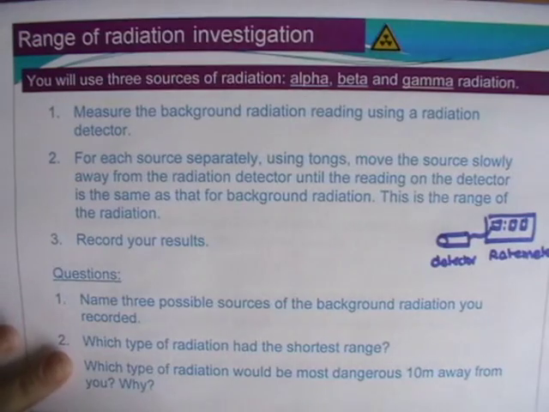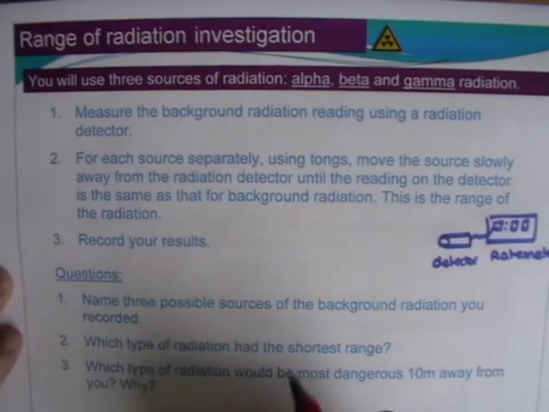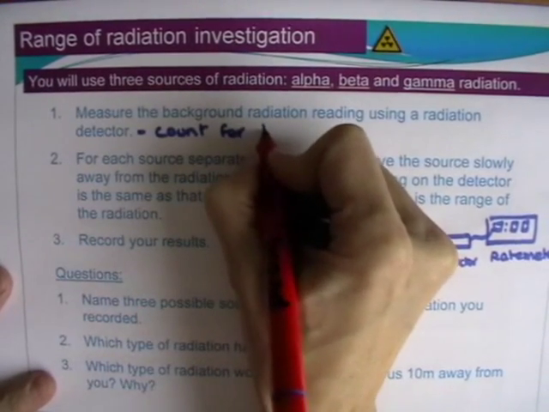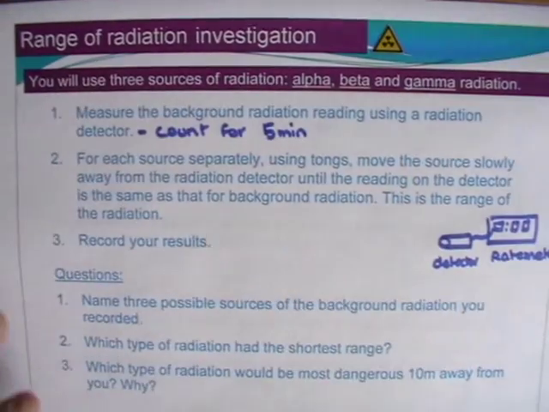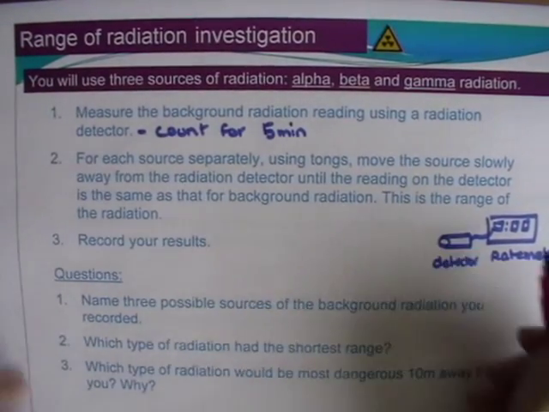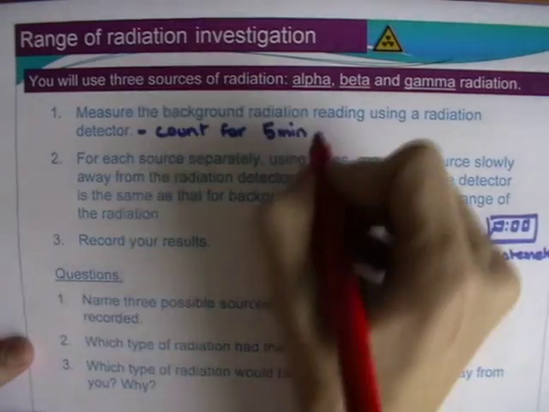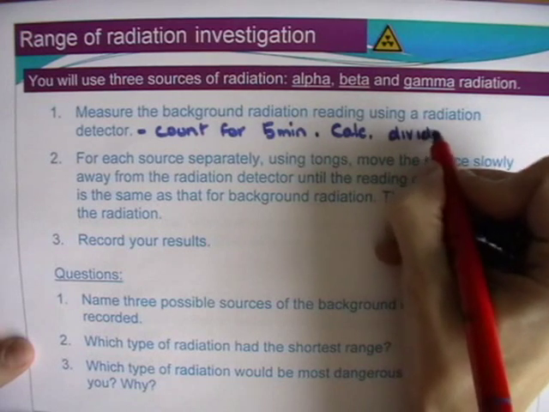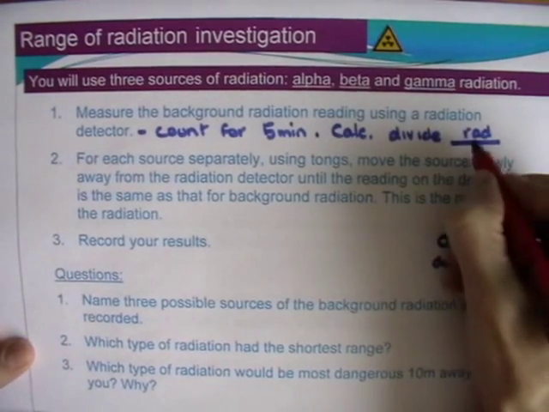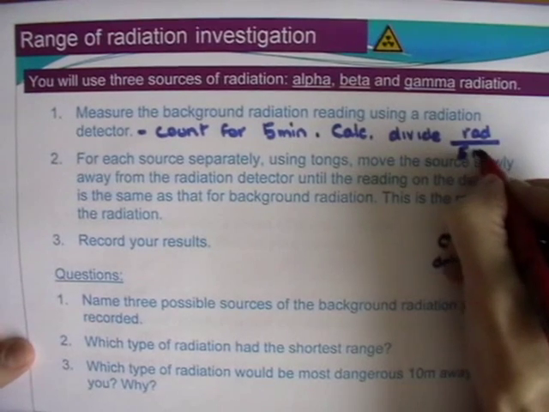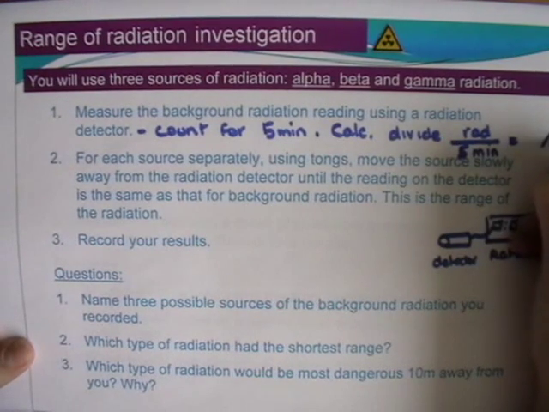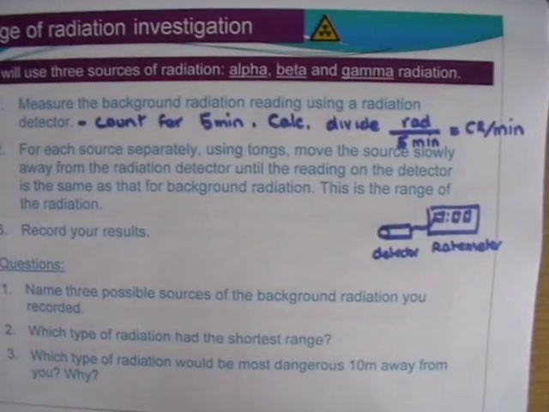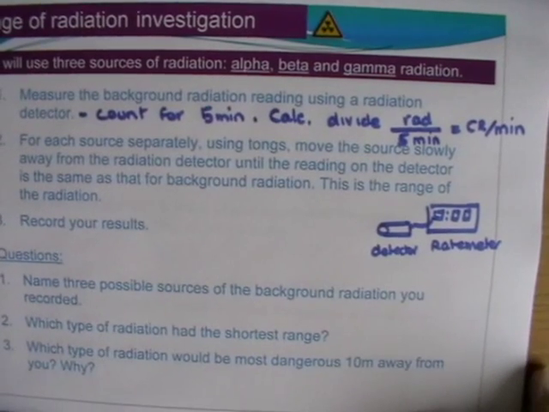Now the first thing you have to measure is background radiation. And to measure background radiation, you have to count for say 5 minutes. Just switch your detector on and allow it to count, and you'll see the rate meter going up. And then do a calculation and divide the radiation detected by the number of minutes, and that will give you your count rate per minute. Now that shouldn't be too high. It might be something like 12 counts per minute or something like that.